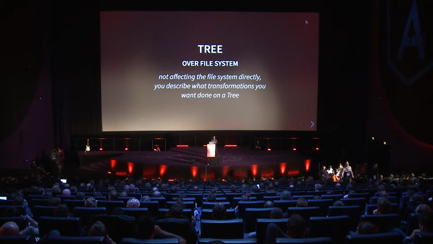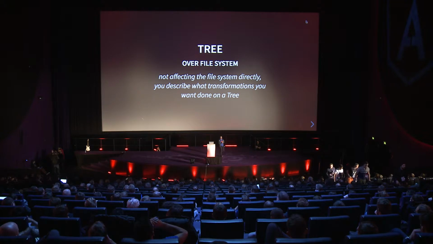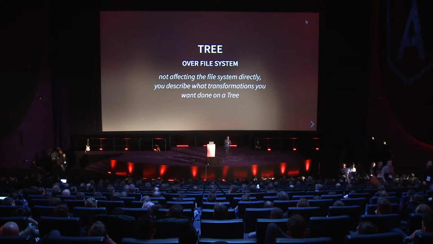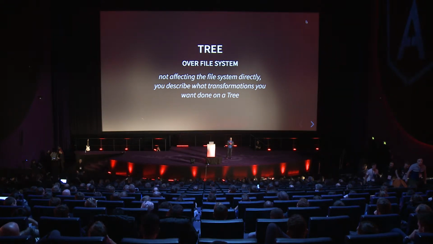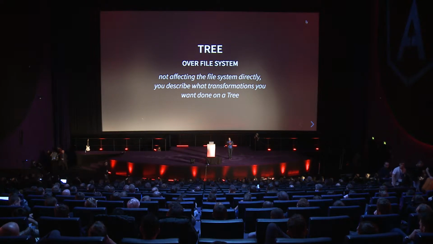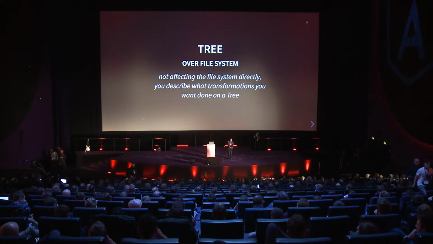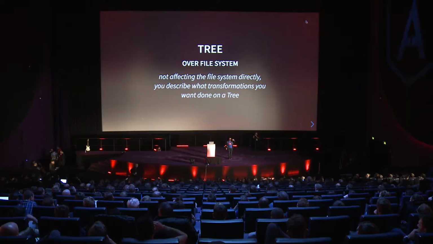So one thing we need to establish about Schematics is how it affects things. Schematics affects things not directly, but indirectly. And what do I mean by that? Well, imagine that you have a file system, right? That file system has directories. Inside of those directories, you have files. So what Schematics does is to look at the file system, but it kind of creates a copy virtually in memory, and it calls that thing a tree.